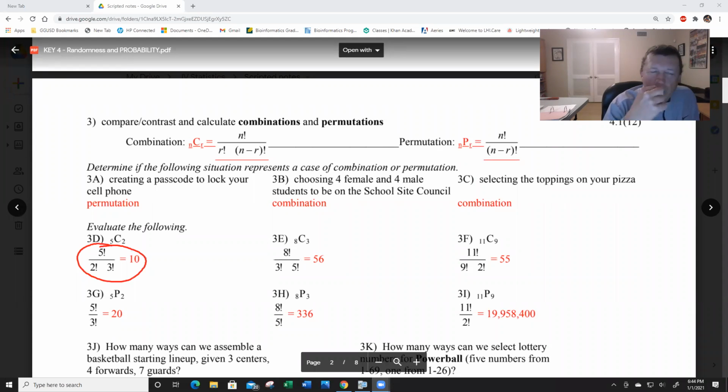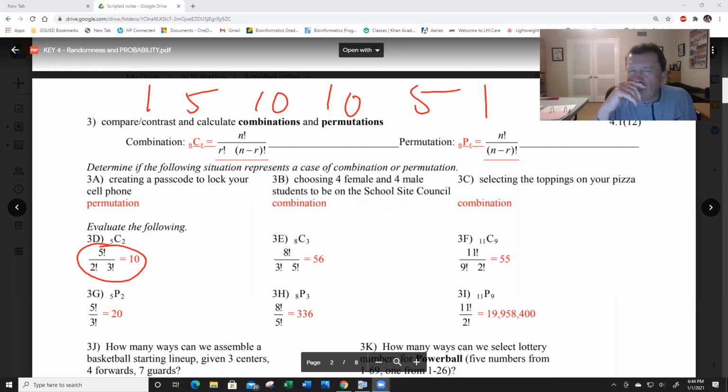A couple other ways you could do is go to row 5 of Pascal's triangle, which I've memorized: 1, 5, 10, 10, 5, 1. I usually memorize up to 5. Now this is 5 choose 5, 5 choose 4, 5 choose 3, 5 choose 2. It's 10, right? So that's one way to do it. You could do it the classic way.